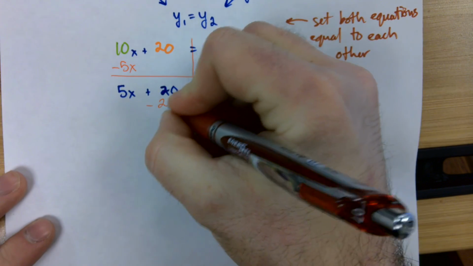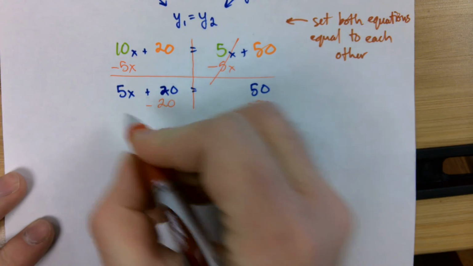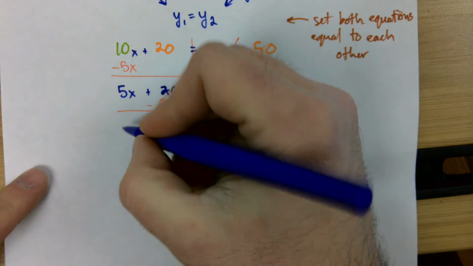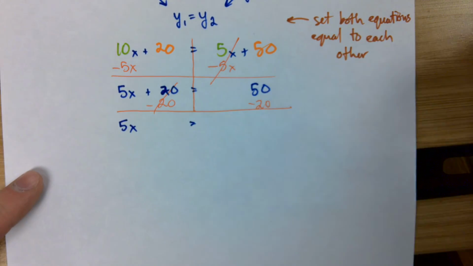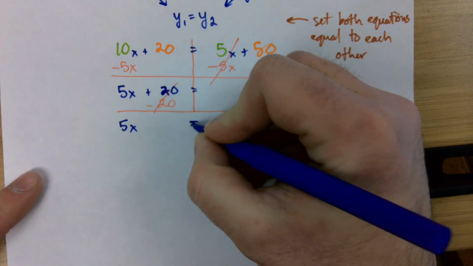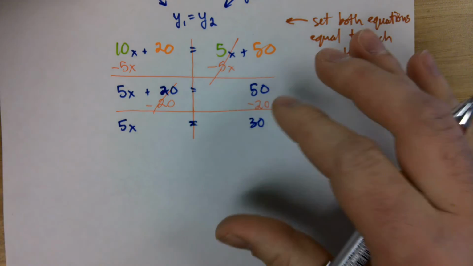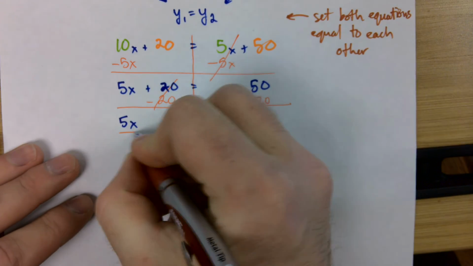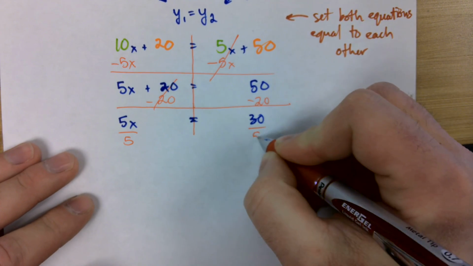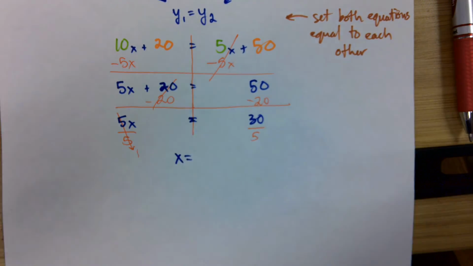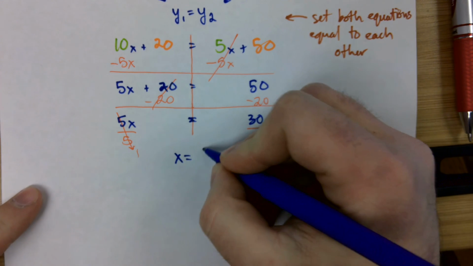Absolutely. We're going to move our constant term to the right and subtract 20 from both sides. They'll cancel out on the left, leaving us with 5x equals 30. And now, of course, we're going to do what? Divide both sides by 5. Leaving us with x is equal to 6.